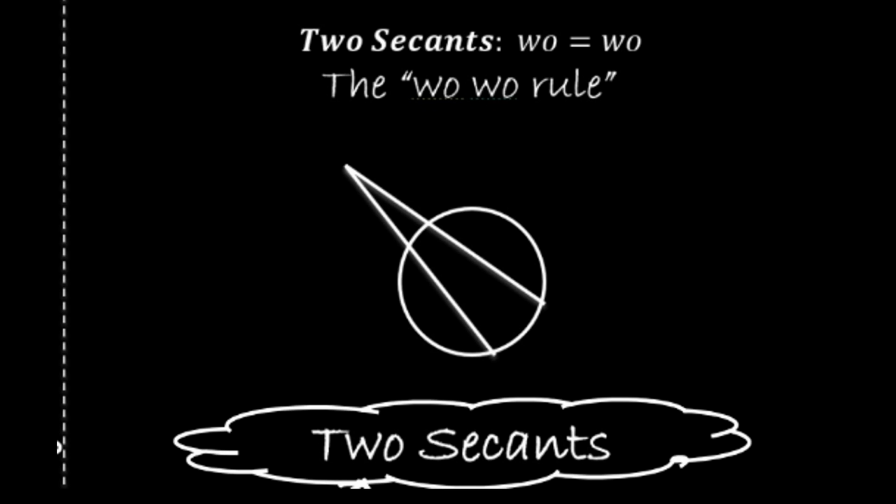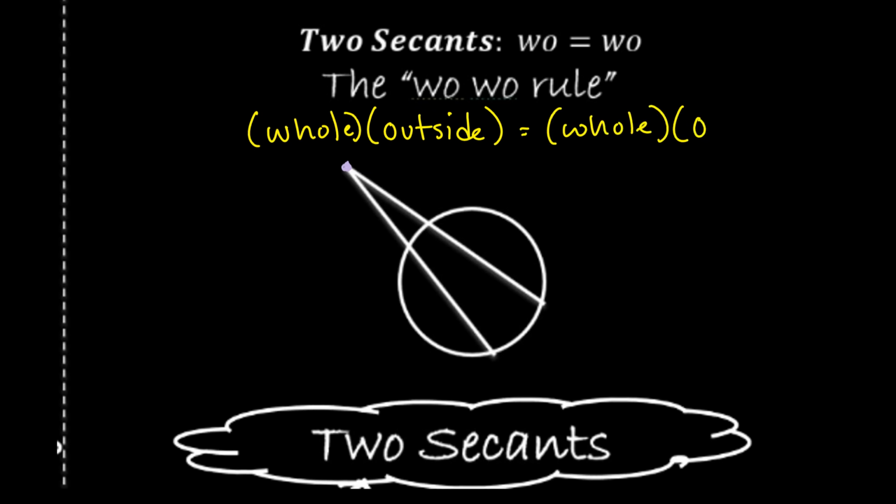So here, whenever we have 2 secants intersecting outside of the circle, we use what is called the whoa-whoa rule, which is whole times outside equals whole times outside. The whoa-whoa rule.